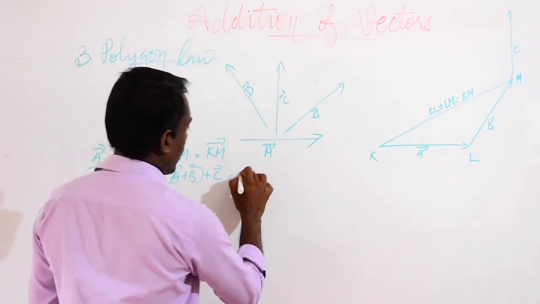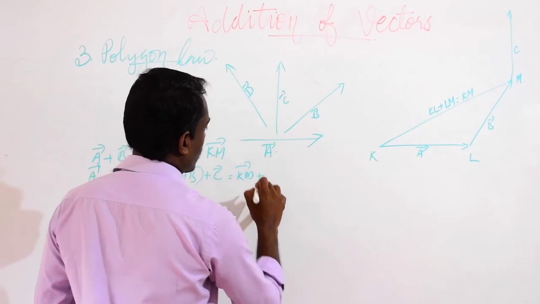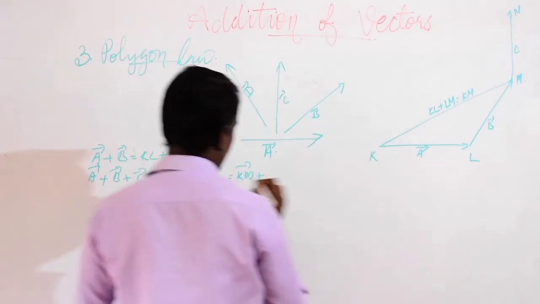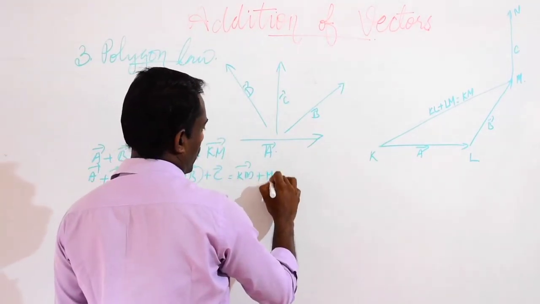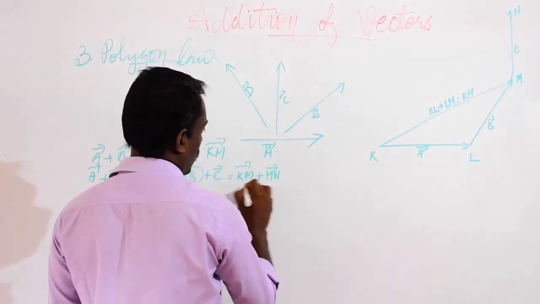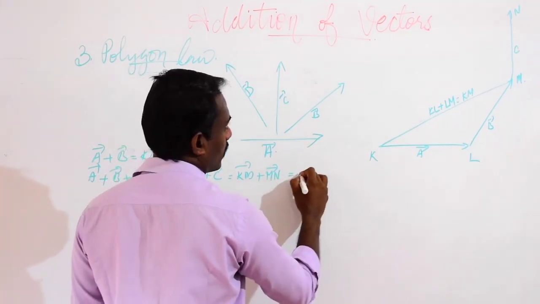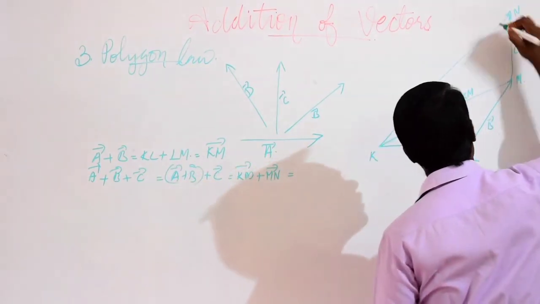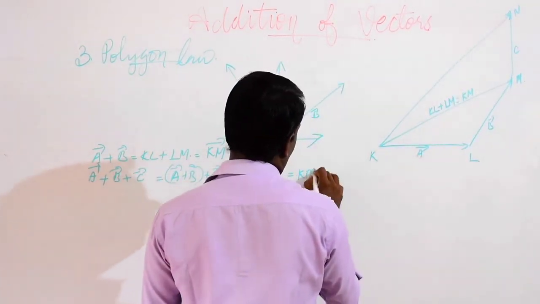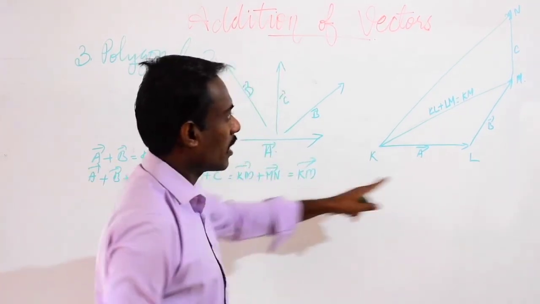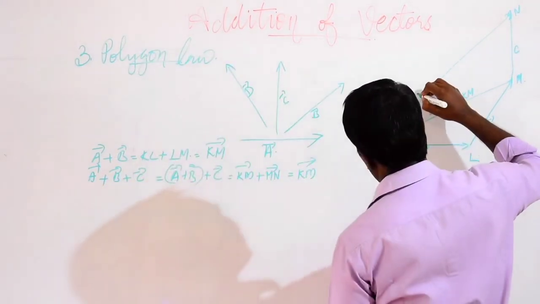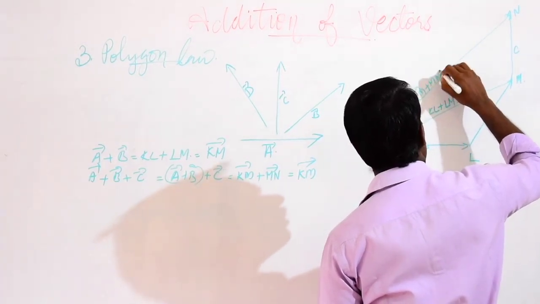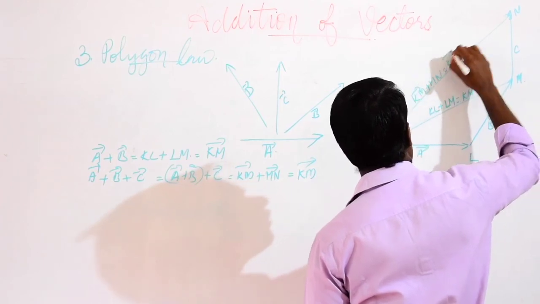A plus B is equal to what? KM plus, this is N, plus MN. If you join this line, then KN will be the resultant vector when they are added together. That means KM plus MN is KN.